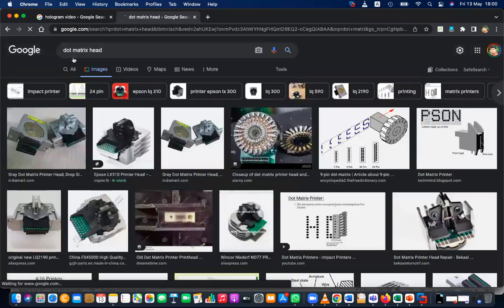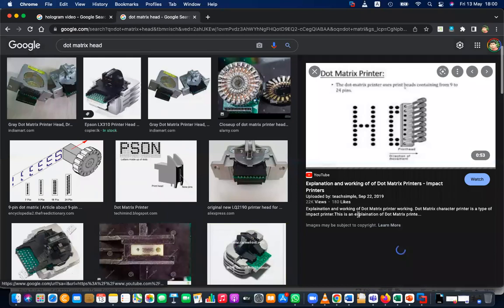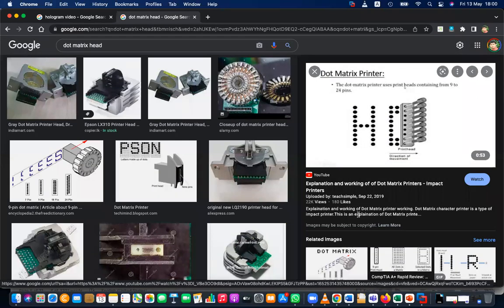The dot matrix head does not have letters like this. This is customizable. Dot matrix head is customizable. You can see it's not having the letters. Instead of that, it has pins. What will happen? These pins can go in and out. So when all pins are moving and touching, it prints something like this.